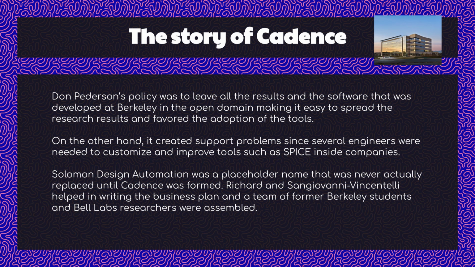Solomon Design Automation was a placeholder name that was never replaced until Cadence was formed. And Jim Solomon was among the most vocal people to suggest that a new company be formed. The funding mechanism was novel, as the majority of funds came from large companies who contributed $1 million each, like Ericsson, GE, Harris Semiconductors, and National Semiconductors, while several other VCs led by Don Lucas contributed about $1 million in total.